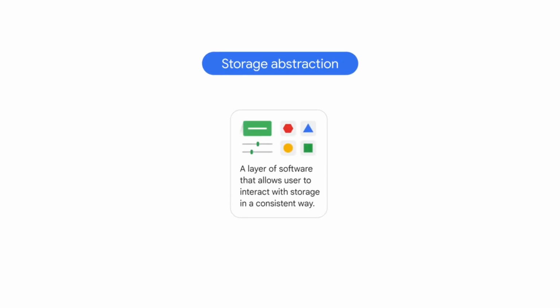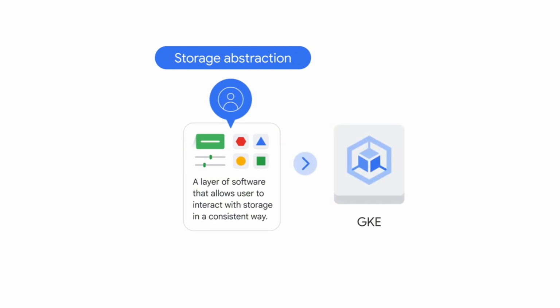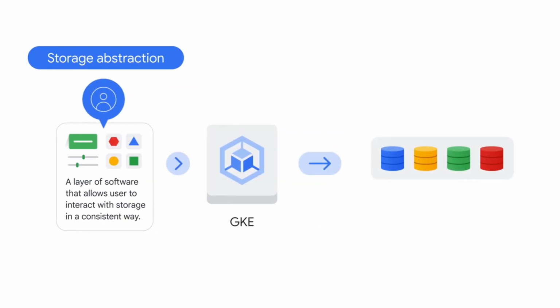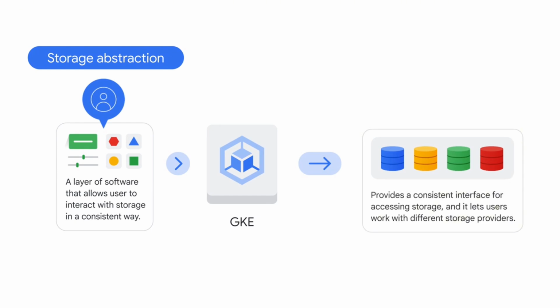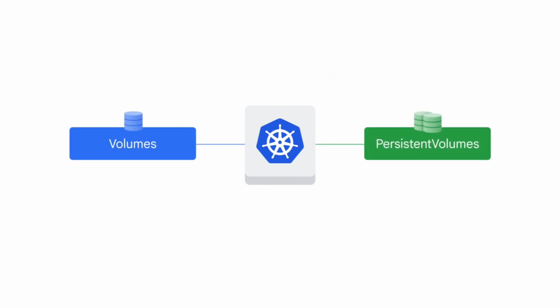In GKE, a storage abstraction is a layer of software that allows you to interact with storage in a consistent way, regardless of who the underlying storage provider is. This abstraction layer is important because it helps simplify the process of provisioning and managing storage. It provides a consistent interface for accessing storage, and it lets you use different storage providers so you have more flexibility in choosing the right storage for your needs. The standard storage abstractions that Kubernetes provides are volumes and persistent volumes. Let's examine the differences between the two and how they can be used to store and share information between pods.